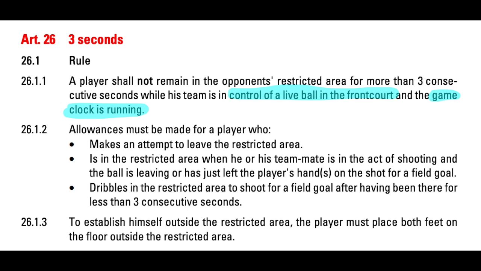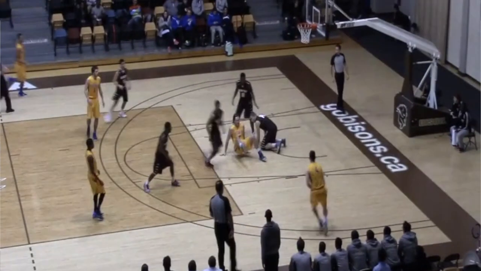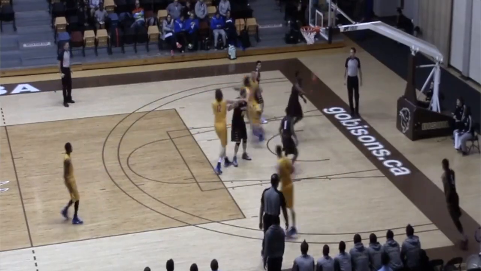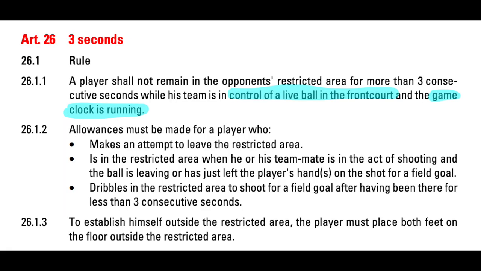Now looking at allowances, there are situations where someone might be in the key longer than 3 seconds and what we would allow for them to get out so they don't get a violation. So that could be someone making an attempt to leave it, whether they fell on the ground, they're trying to get up and get out, or they're trying to get out and they got bumped by 2 players or 1 player and is preventing them from leaving the restricted area. It could also be when your teammate's in an active shooting and the ball is just leaving the hands or just left the player's hands, even though you're past the 3 seconds, then it gets negated.